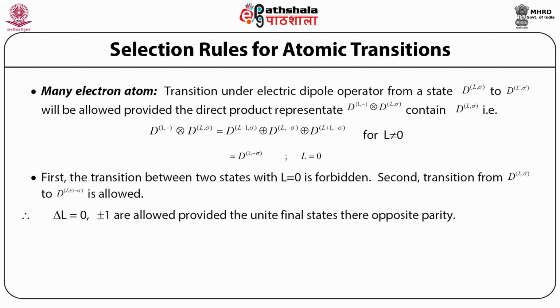Secondly, the transition from D_L sigma to D_(L±1) sigma is allowed. There is a transition in which the angular momentum changes by a unit amount and the parity is reversed. Only transitions between those states are allowed. Therefore, delta L equal to 0, plus or minus 1 are allowed, provided the final state has opposite parity.